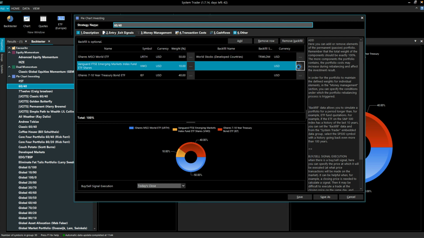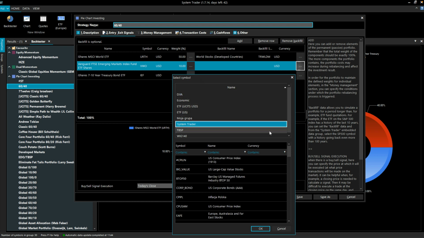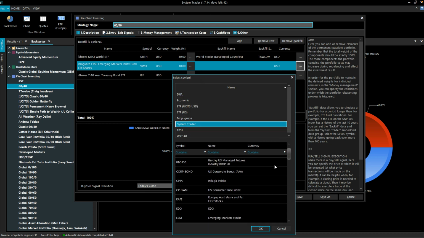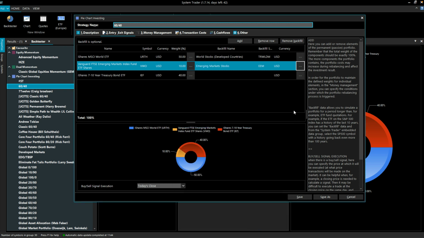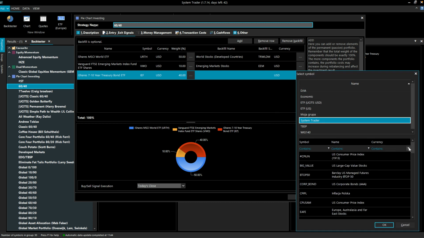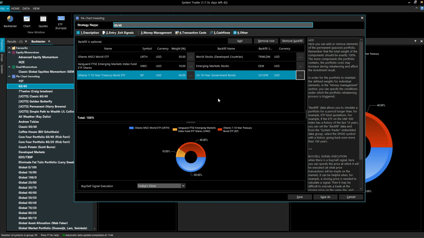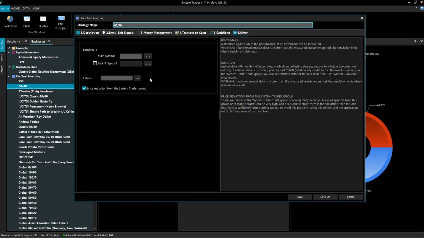In a similar fashion, we do the same with the emerging markets, again to System Trader, and here we can see emerging market stocks. And also the same thing for bonds. So System Trader, and now we have to select 10-year government bonds. Okay. And now, on top of that, we can also add inflation.